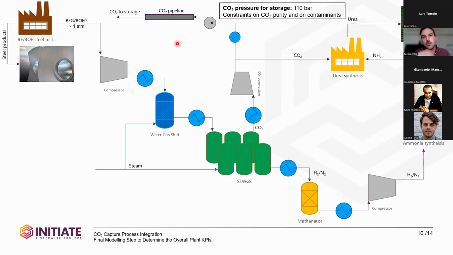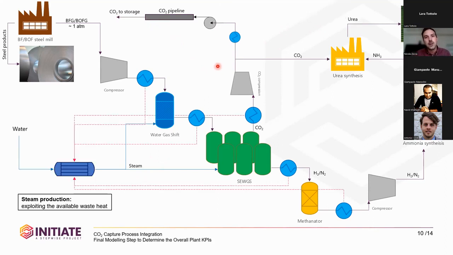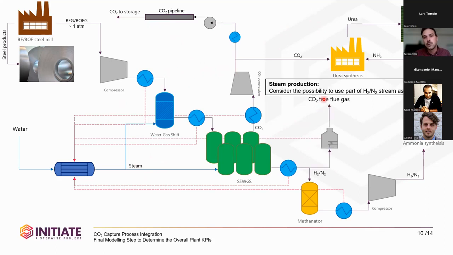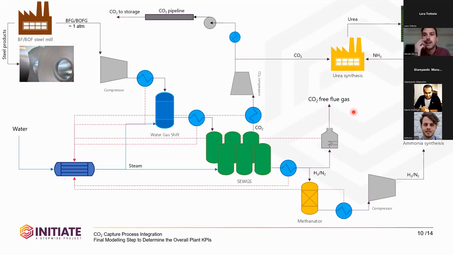So here we have completed the flow sheet, but we have to take into account that we have to produce steam necessary for the water gas shifts and for the CWEX. So first, we can consider the possibility of exploiting all these heat exchangers to produce steam, and if not enough, we can consider also the possibility to use some of the hydrogen and nitrogen as a fuel and produce additional steam, since we will have CO2-free flue gases. So here, this is the final flow sheet of the INITIATE project, and it describes the work made for the techno-economic analysis of the project.